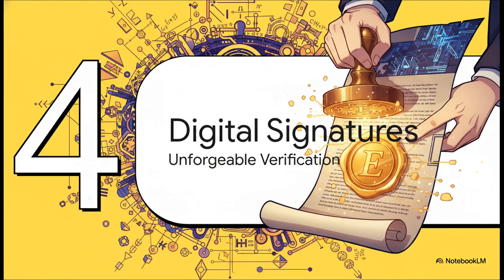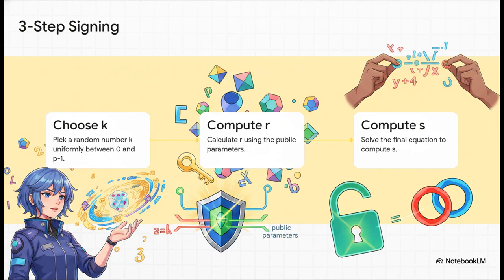Digital signatures unlocked. ElGamal's second major invention from the paper is a brand new digital signature scheme. Think of this like a mathematically unforgeable wax seal that proves exactly who sent a document. The source material lays out this super elegant, actionable three-step procedure.